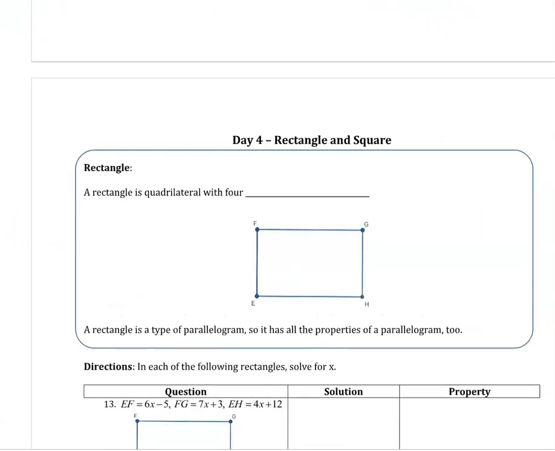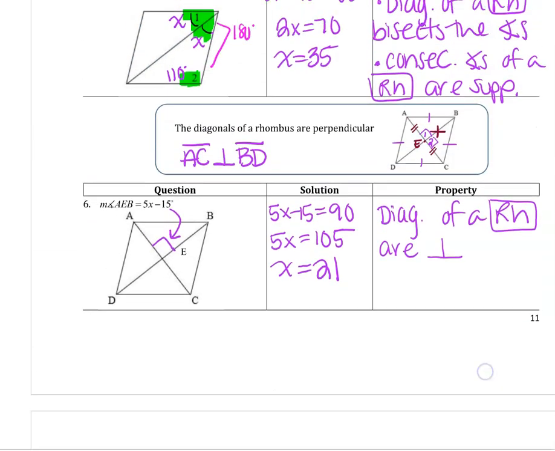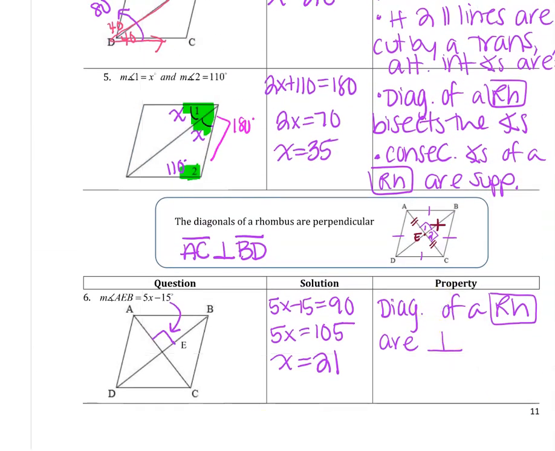All right, and that, my friends, is all things rhombus related. Tomorrow we'll talk about rectangle and square, and then we'll begin review. Your homework tonight is homework 3.